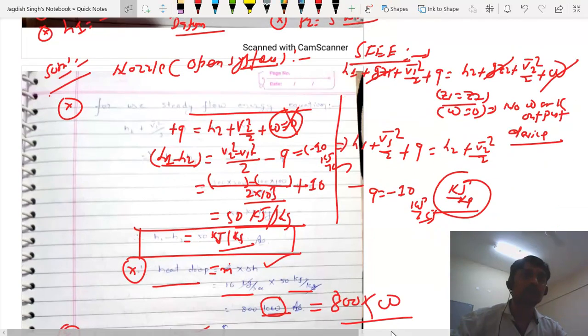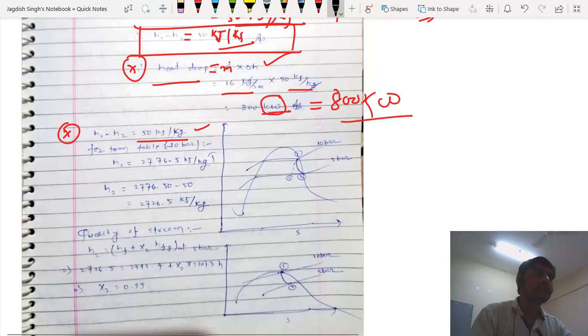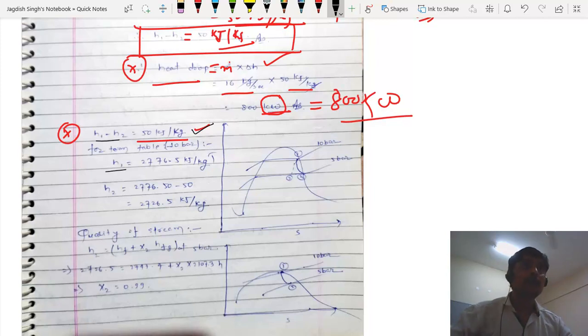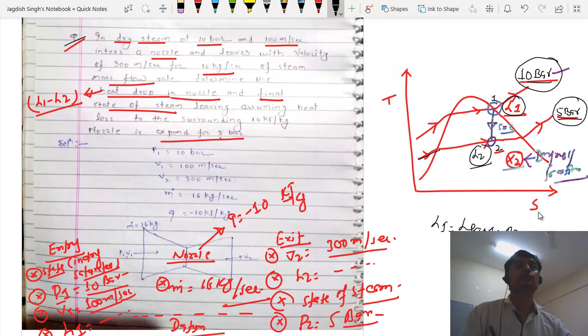So now let's proceed ahead. Just we are seeing here, this H1 minus H2, this thing we have calculated, this is 50 kilojoule per kg. And we know that point 1 lies at the saturated steam curve. So at 10 bar, we have to calculate H1. That means, what is H1? H1 is equal to Hg at 10 bar. So from a steam table, we can find out Hg at 10 bar.